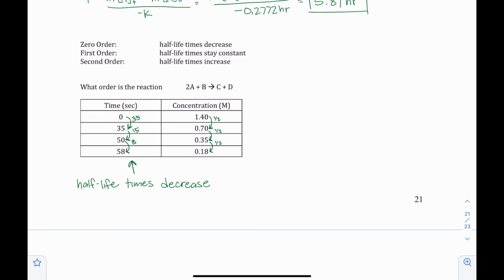In the example, as the concentration decreases by half, the amount of time it takes for that half-life to occur decreases from 35 seconds to 15 seconds to 8 seconds. Since the half-life times decrease, the reaction is zero order.